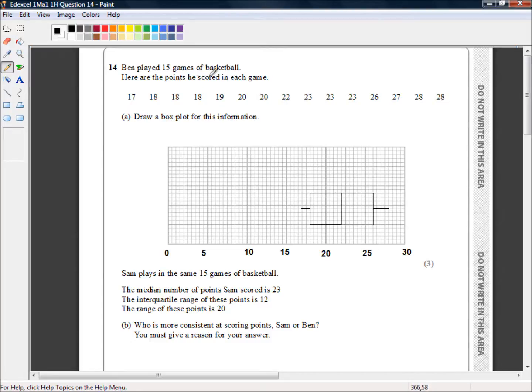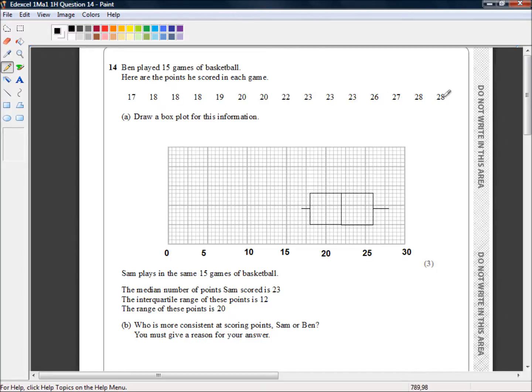Another way you can think of to do it is to say, well, if there's 15 games, if we subtract 1 from 15, because we're looking for the middle one, so there are 14 numbers that we need to throw away, and we need to throw away 7 from the left and 7 from the right. So if we're throwing away 7 numbers from the left, we want the 8th number from the left, or if we're throwing away 7 from the right, we need the 8th one from the right. Either way, we're still counting the 8th number, which is 22.